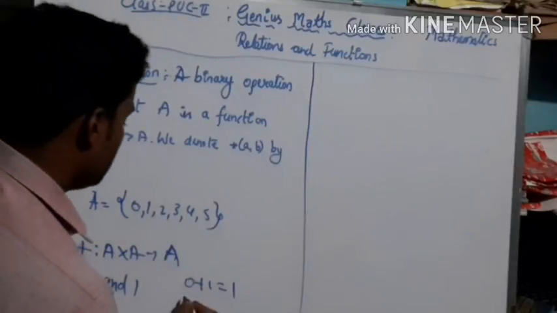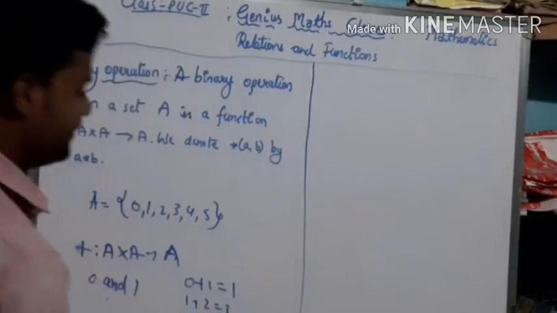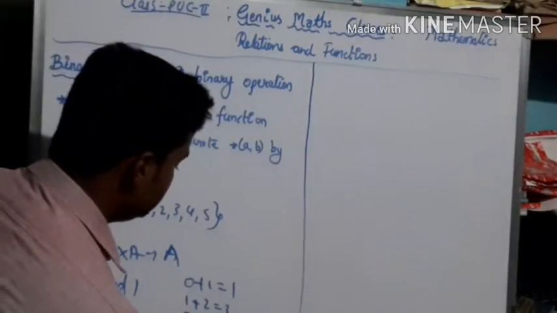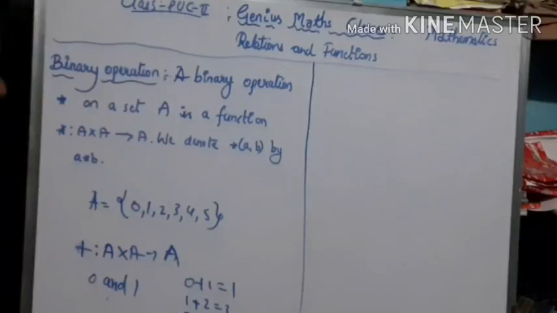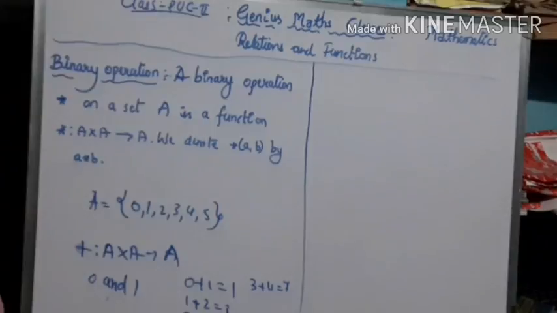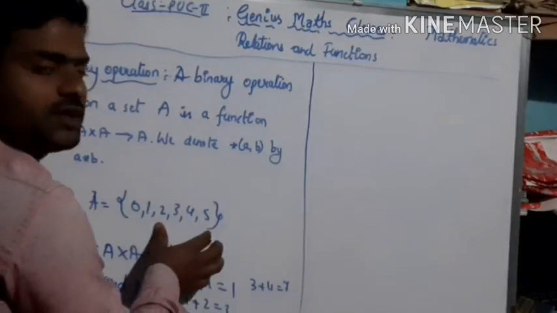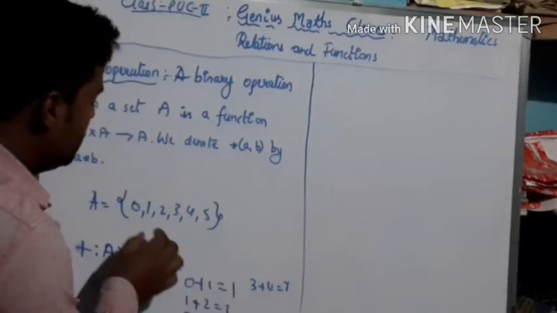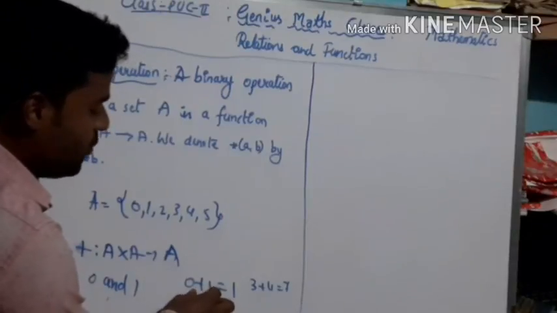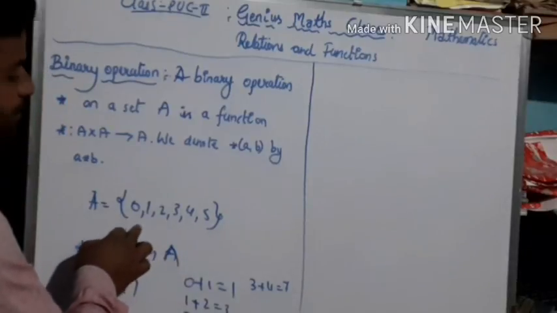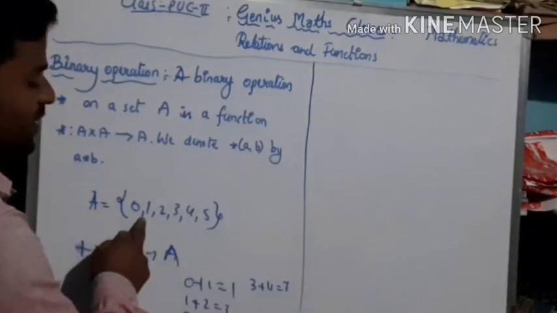Similarly consider 1, 2. 1 plus 2 equal to 3. Similarly consider 2 plus 3, which is 5. Similarly 3 plus 4, which is equal to 7. Just observe here, as I am selecting the elements 0 and 1, the result is 1. If you operate addition on two elements, the 1 is again an element of this set only.